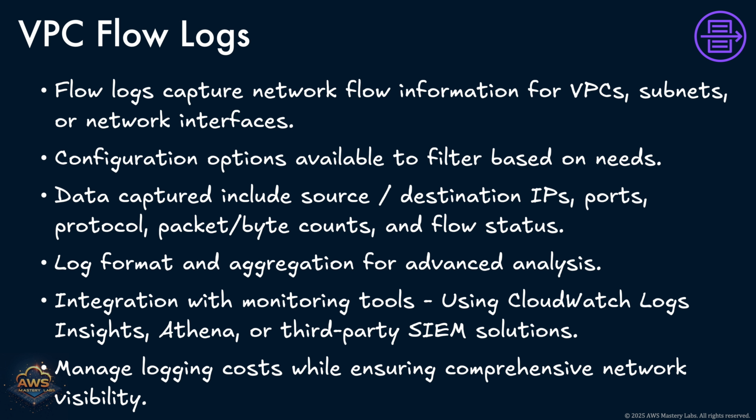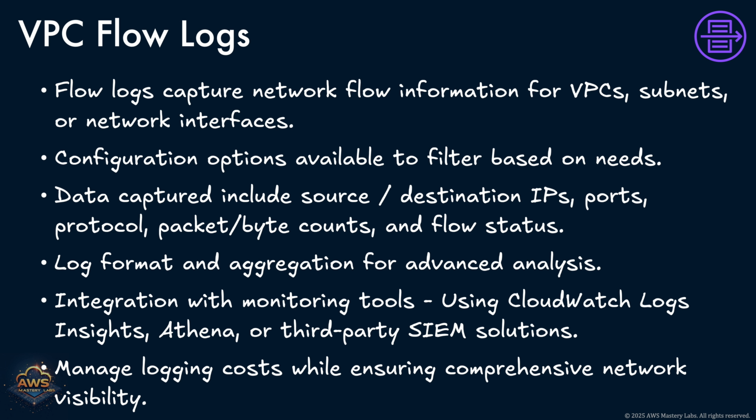You can choose to log all traffic, only accepted traffic, or only rejected traffic, giving you the flexibility to fine-tune based on your needs. Each flow log record includes valuable details such as source and destination IP addresses, ports, protocol, number of packets and bytes transferred, action taken, accept or reject, and log status. This data helps you understand exactly what's happening across your network at any given time.